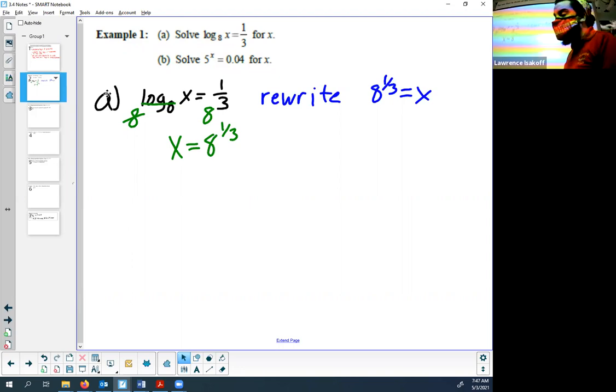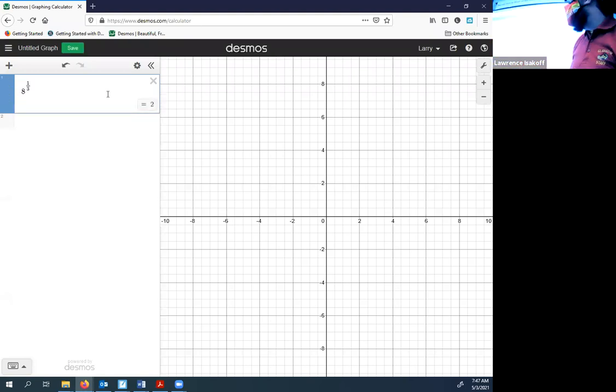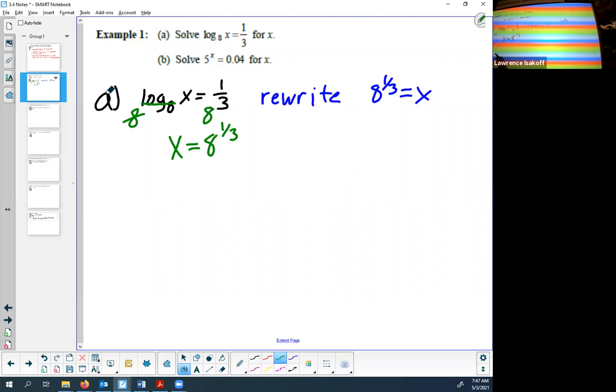If you do not know the cube root of 8 off the top of your head, or the 8 to the 1/3 power, you can always type it in here. That one's actually not too bad. It is just 2. So 8 to the 1/3, or the cube root of 8, is 2, because 2 times 2 times 2 gives me 8. So here we get x equals 2. Again, it did not matter which way you solved that.